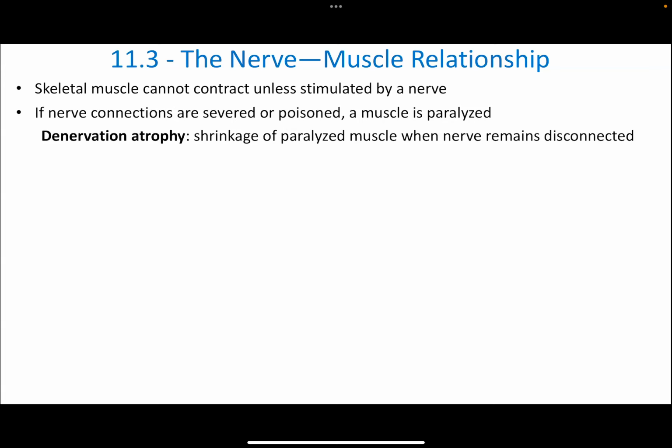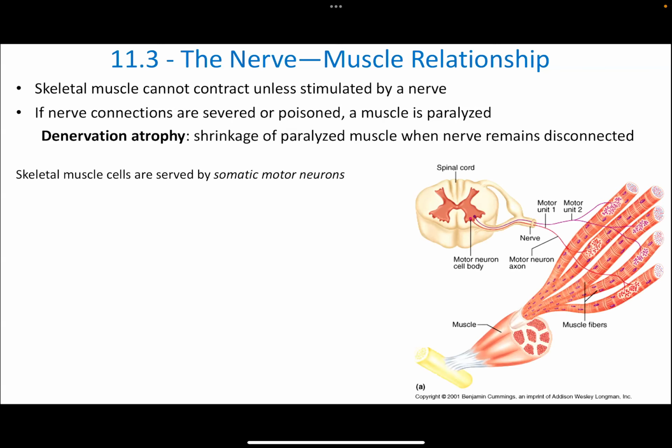muscles no longer work. And in fact, over time, when a muscle is not stimulated, it begins to atrophy, or become what we call atrophied, which is it'll shrink when it's not used. It's essentially, if you don't use it, you lose it. And we call this denervation atrophy, the shrinkage of the paralyzed muscle when the nerve remains disconnected. So when you continue to not stimulate a muscle, it will atrophy because you're not using it.